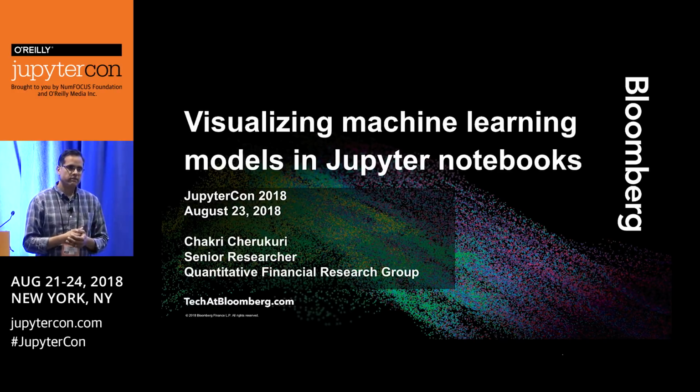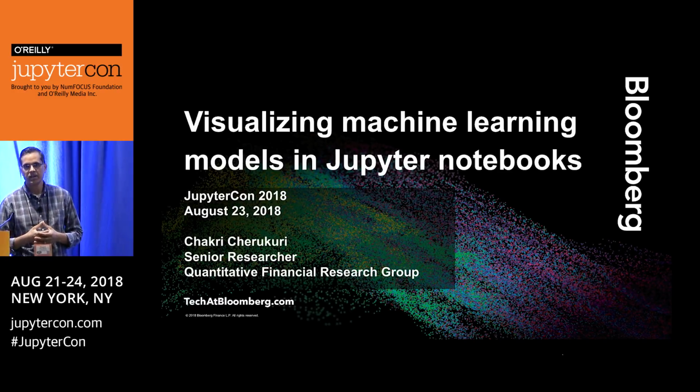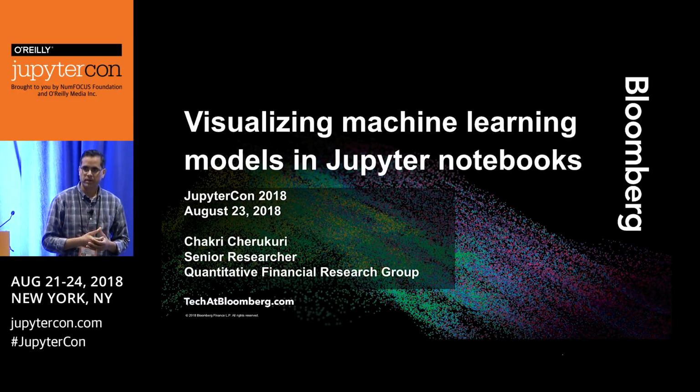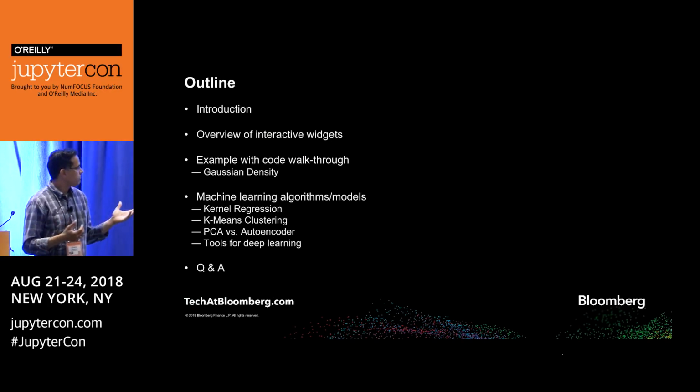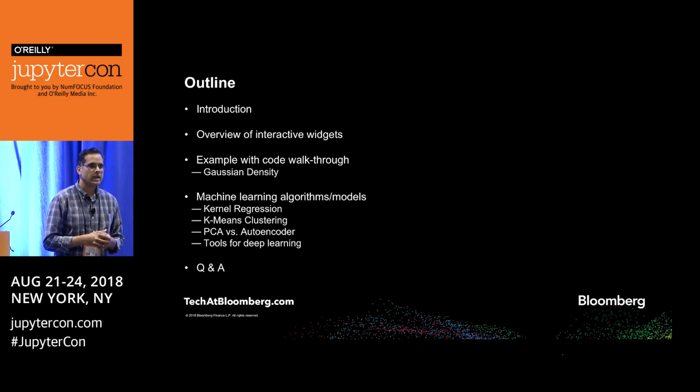In today's talk, we'll see how we can visualize machine learning models in the Jupyter notebook. The outline of my talk today is as follows. I'll first give a brief overview of the widget libraries I'll be using in my example notebooks. And then I'll walk you through the code of a simple example of an interactive plot so that you understand at a high level how to assemble these widgets and how to link them to create interactivity.